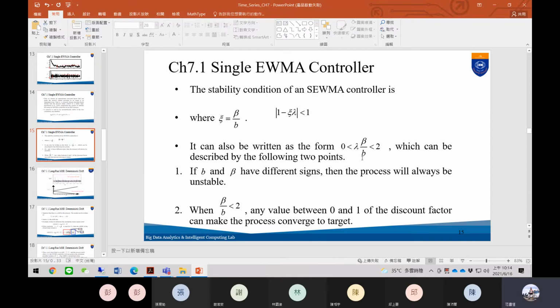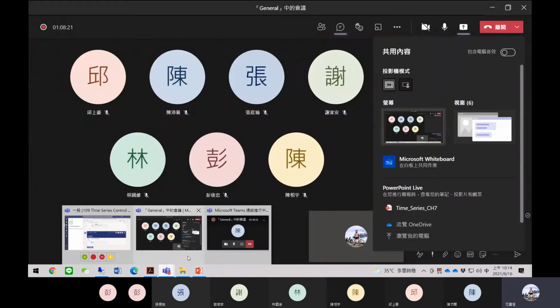So we would rather overestimate. We would rather have b be greater than beta, since the ratio needs to be less than 2. If beta is quite large, 10, and b is only 1, the ratio is 10. It doesn't satisfy the stability condition. So in such a case, b should be greater than beta.